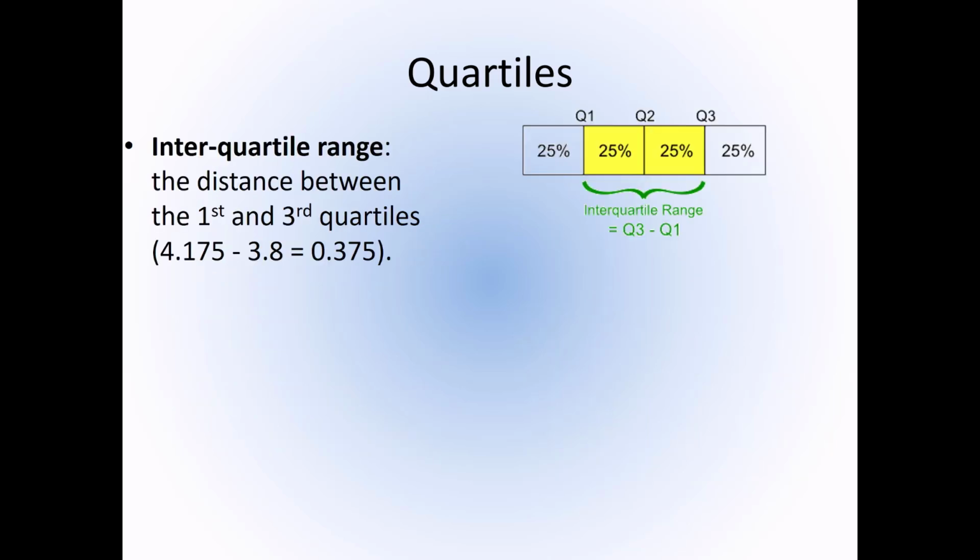Now, if we're interested in describing dispersion, we would then quantify the interquartile range, which would be the difference between quartile 3 and quartile 1. So in this particular case, our value for dispersion would be 0.375. If it were to be larger, it would indicate that we'd have more variability in the data, and if it was smaller, we'd have less variability in the data.